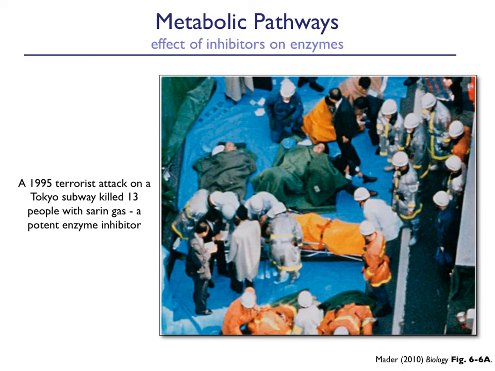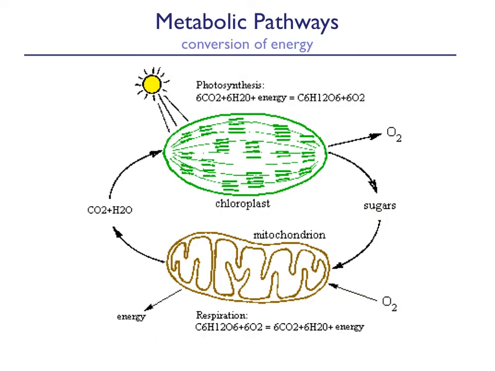This picture is showing an example. In 1995, there was a terrorist attack on a Tokyo subway where sarin gas was released and it killed 13 people. It's a really potent enzyme inhibitor. So there are some really bad examples of inhibitors, but many times inhibitors are used in the cell in a very positive way. So by now we've seen how enzymes facilitate metabolic reactions.